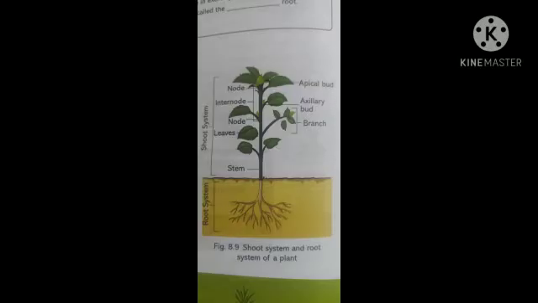The point on the stem from where a leaf and a branch or a bud arises is called a node. There are many nodes on the stem. And the portion of the stem between two nodes is called an internode. The stem has buds which grow into a leaf, flower, and branches. The bud at the tip of the plant is called the apical bud. And the apical bud is responsible for the growth of the plant.